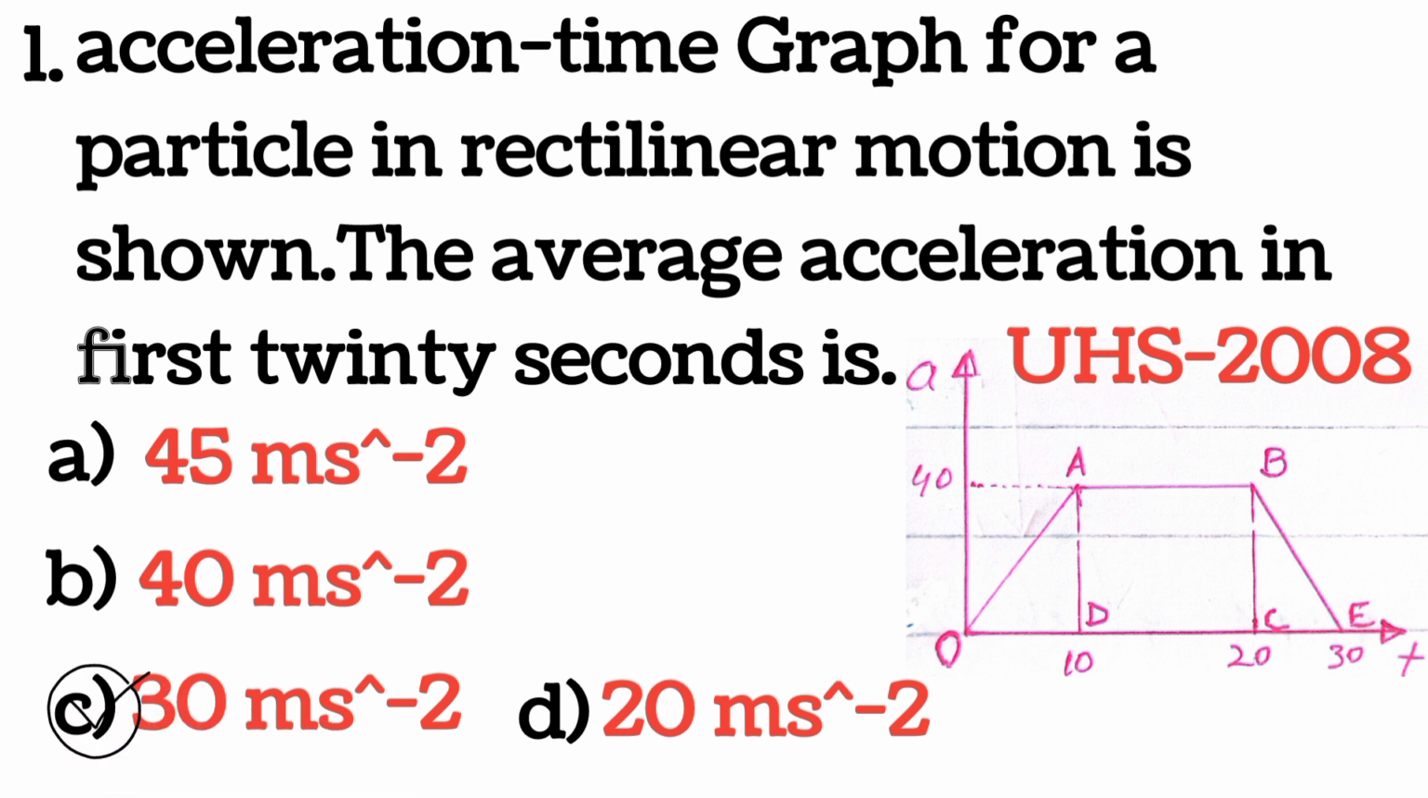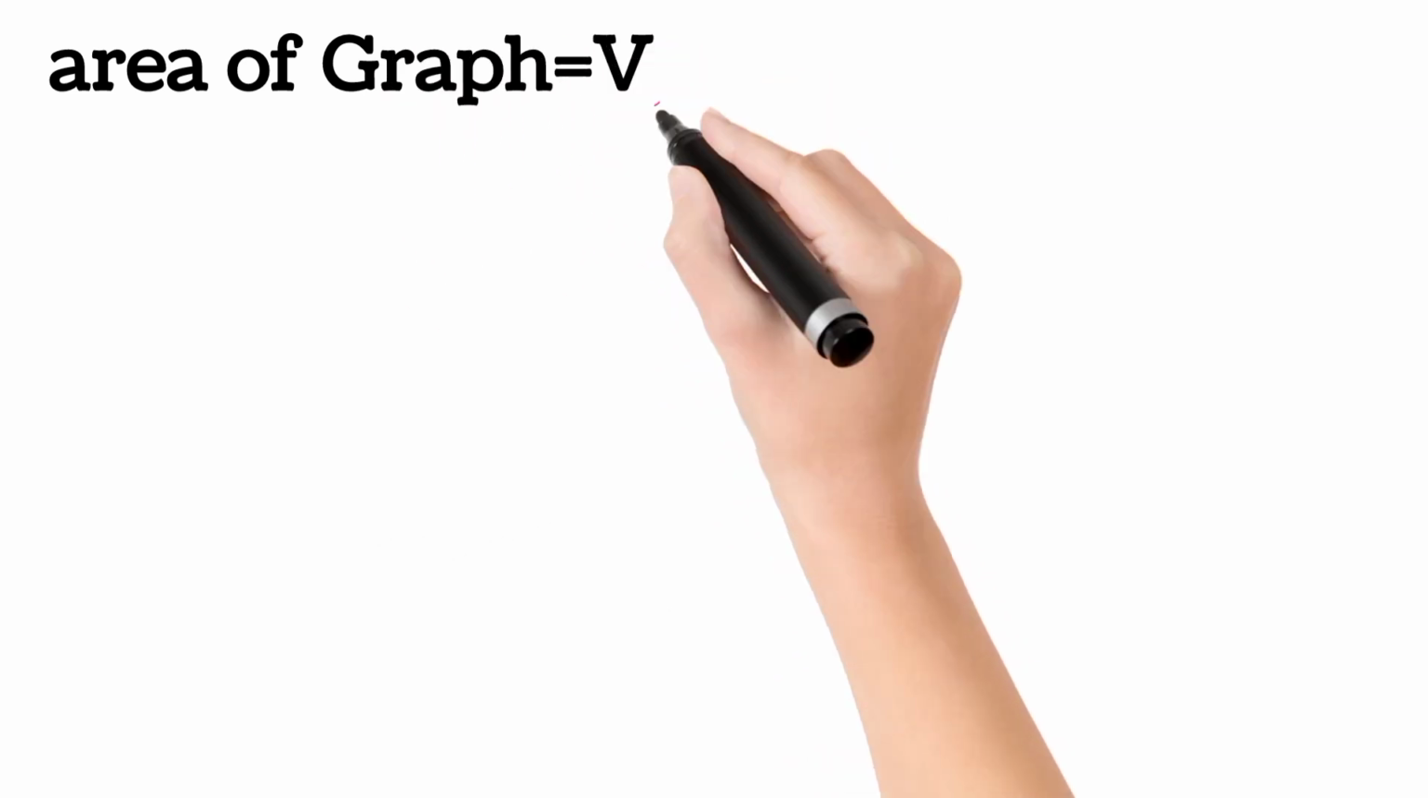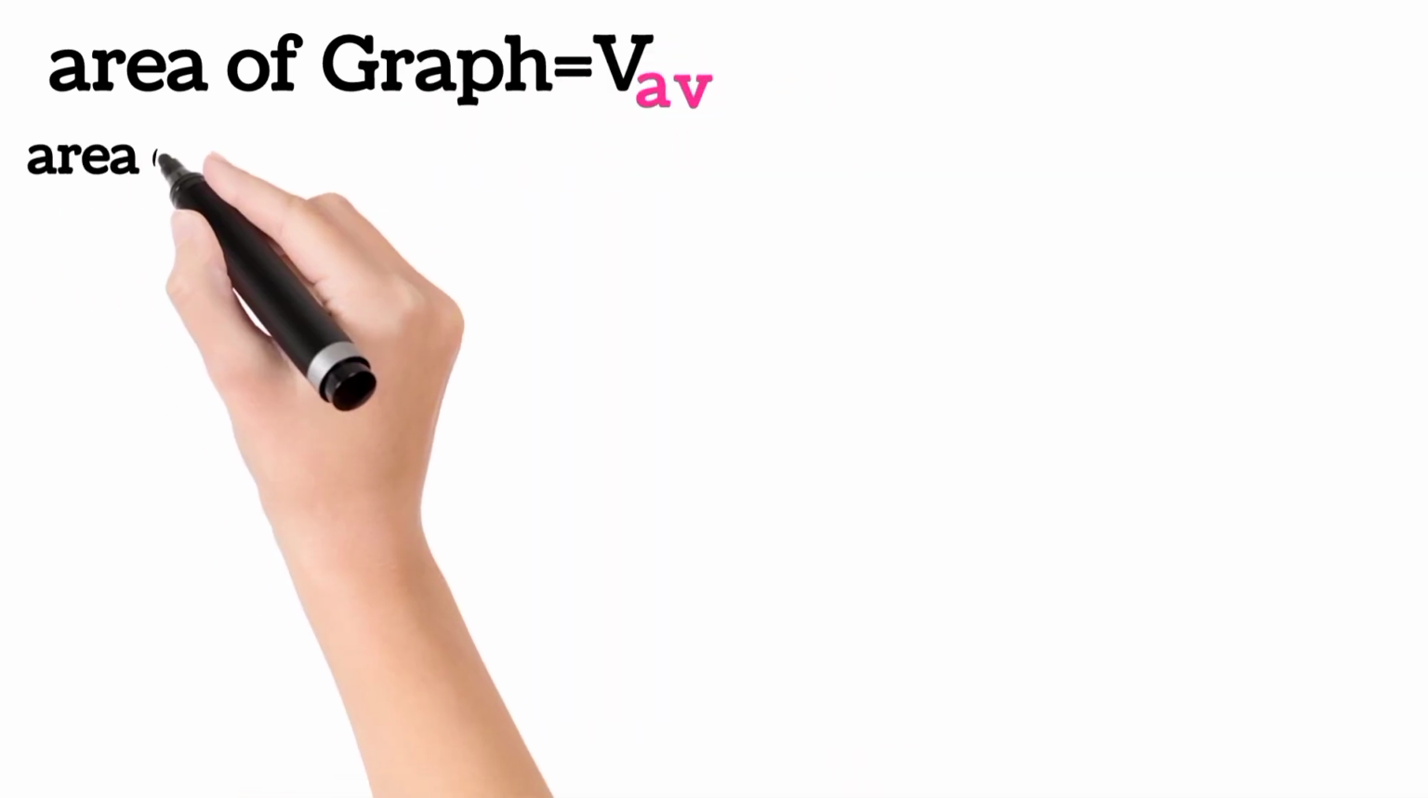Option C is correct. Let's see how. If we observe the diagram, there are two trigonometric shapes. The first shape, OAD, is a triangle, and ABCD is a rectangle. If we calculate these areas, then the sum of the areas of these two shapes is equal to the area of the graph, which simply shows the average velocity of the particle which is moving from O to E. Area of graph is equal to V average of the particle.